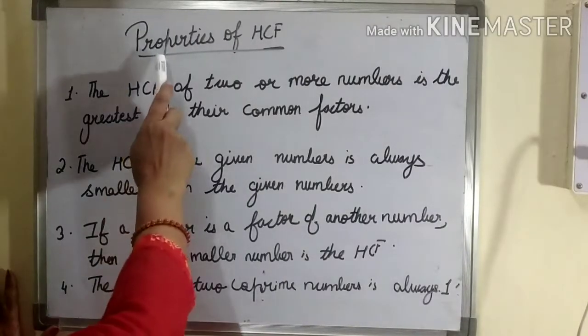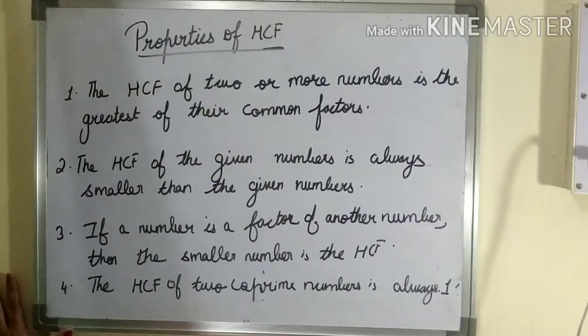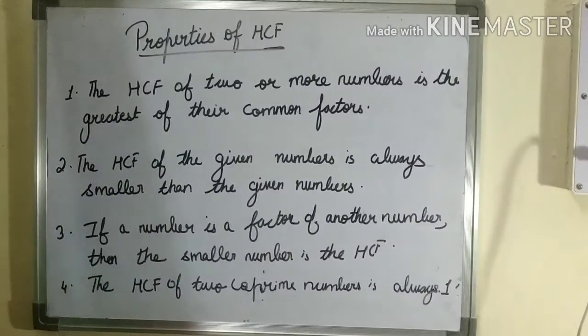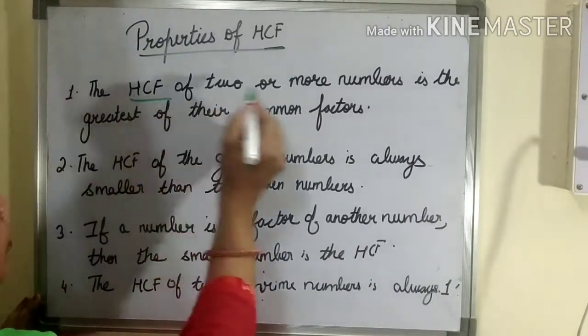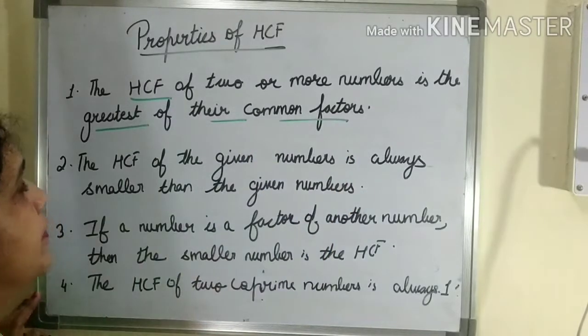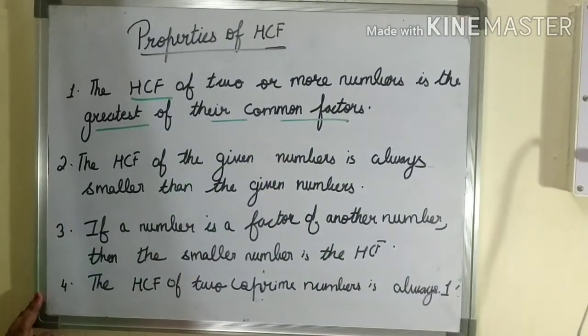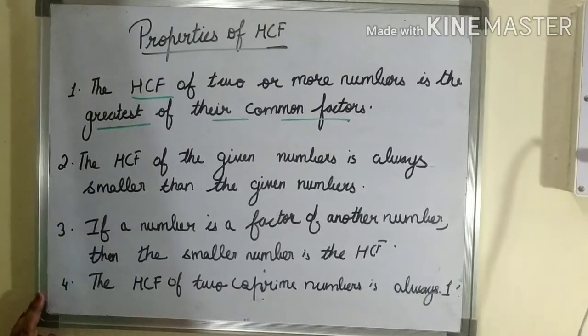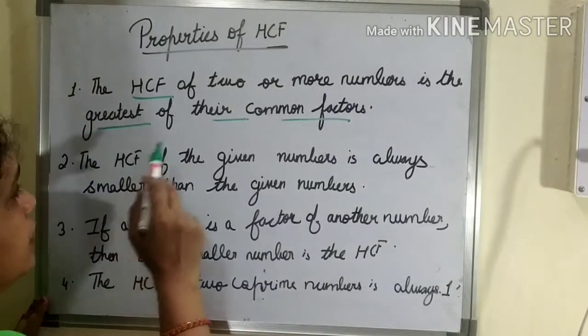Now let us discuss the properties of HCF. What are the properties of HCF? The first one: HCF of 2 or more numbers is the greatest of their common factors. Okay. Yes. When we find the HCF of 2 or more numbers, the greatest among the common factors is the HCF. Okay. Greatest of the common factors.